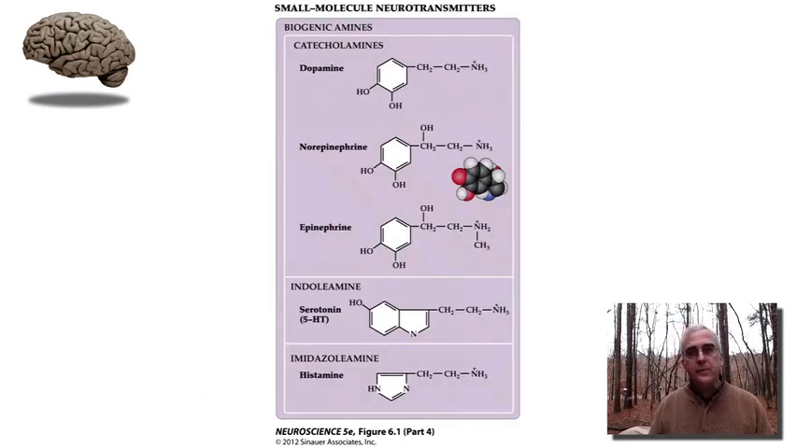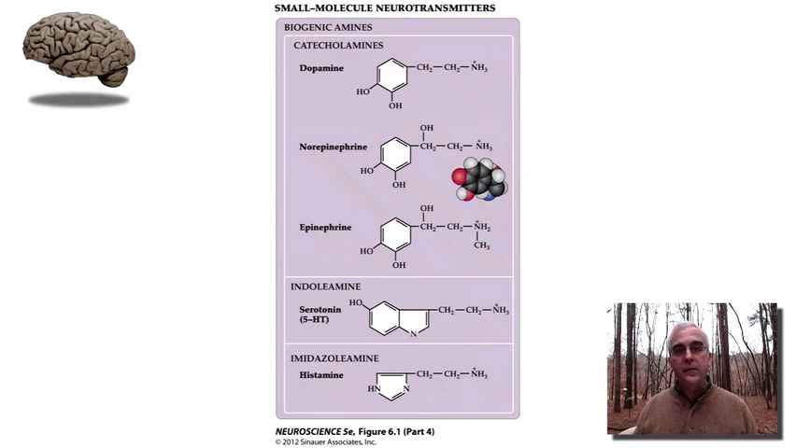Okay, so now we're ready to move on to another class of small molecule neurotransmitter. These are the biogenic amines, and these include molecules such as dopamine, norepinephrine, epinephrine, serotonin, otherwise known as indolamine, and histamine, based on yet a different type of carbon ring structure. So these are all amine molecules that are linked to some kind of ring structure. And they all have biological activity in the nervous system that tends to modulate the activity of neural circuits.